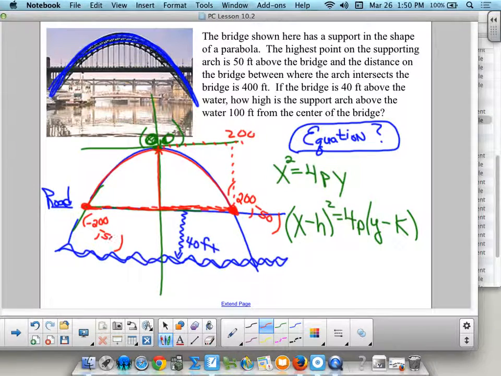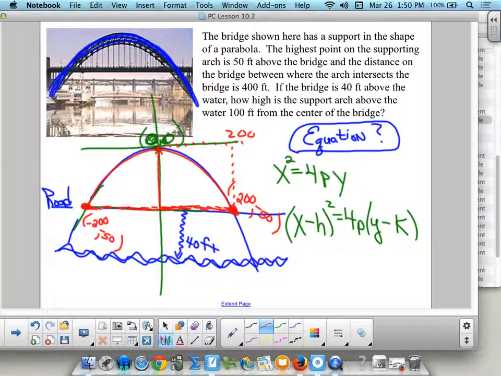Yep. There it is. And see, this is the hard part. The hard part is getting those points right. But if you call that 0, 0, then that's over 200, down 50. Back 200, down 50. That's what it is. Okay. Now, have you read the question?